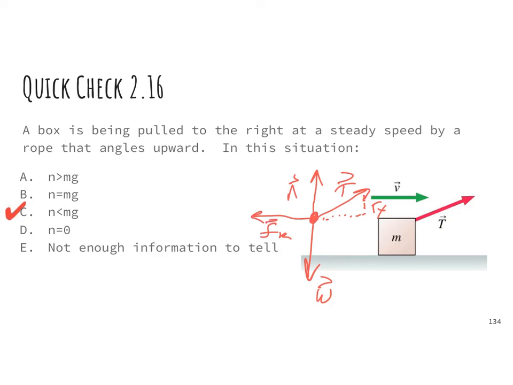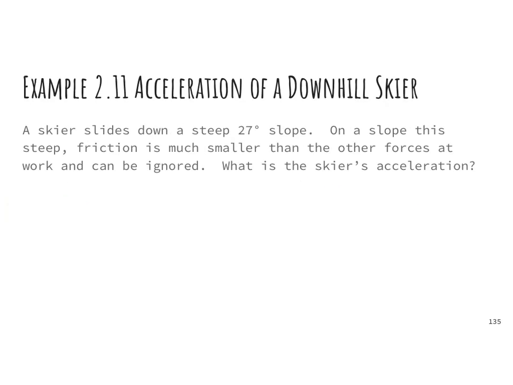But in this case, the normal force has to be less than the weight because there's that tension in the y direction that's helping pull it up, so it experiences less normal force. And I talked about this in class: if I pull up on something, it actually makes it easier to pull because we're decreasing friction by decreasing the normal force. And we'll talk more about friction later.